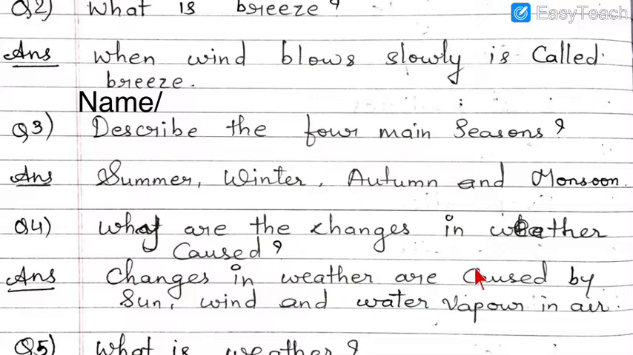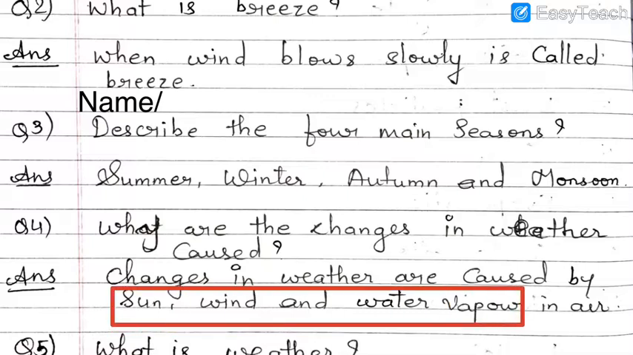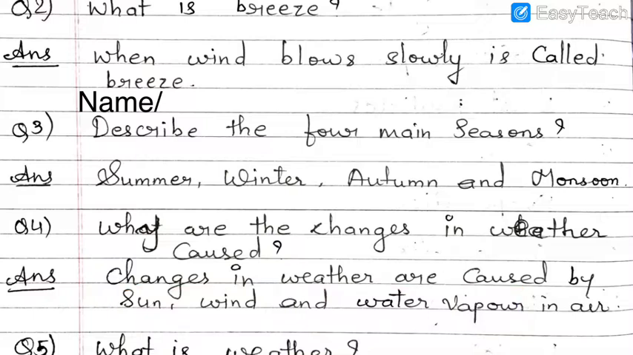Changes in weather are caused by sun, wind and water vapor in air. So these are the 3 main factors which I have even explained to you when I was explaining the chapter, and so you should remember this. Sun, wind and water vapor are the 3 factors because of which the weather changes. I hope that you have started writing the answer. Changes in weather are caused by sun, wind and water vapor in air.